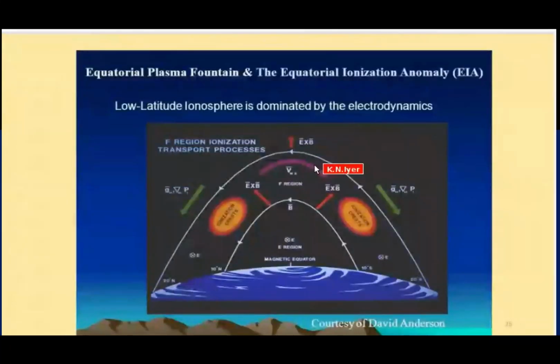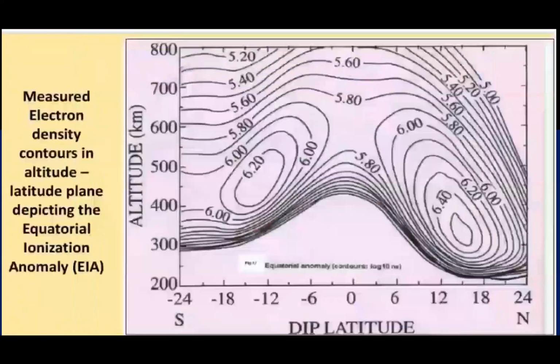And this is an artist's rendition of what is happening. Because of the magnetic field geometry, the lifting over the equator is exactly vertical. Slightly away, it is at an angle. So the ionization goes up because of this. And then because of the pressure gradient and the gravity effect, it flows down as a fountain and reaches a maximum in this region called the crest region. So this is what we saw here, and exactly the same thing is also indicated by measurements.